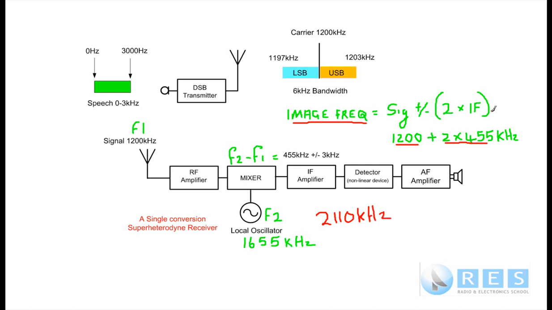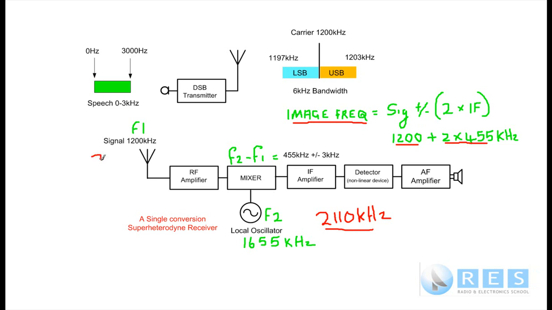You need to remember this equation. Image equals the signal plus or minus twice the IF, and the signal is 1200 kilohertz. The IF is 455, so that becomes 910 plus 1200 is 2110 kilohertz. And this is an unwanted signal. We don't want to receive this signal.